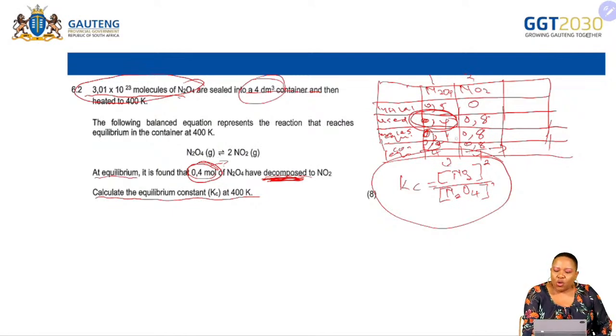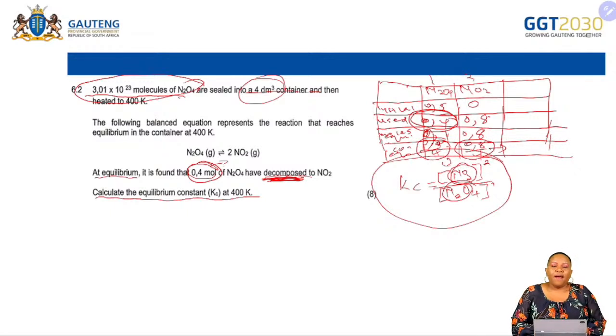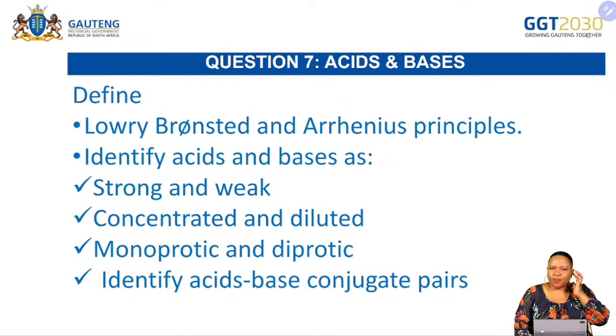So here we know that whatever answer we got here, we're going to substitute here. And whatever answer we got here, we're going to substitute it here. And we find our Kc, making sure that for Kc we don't put any units, because Kc does not have units.